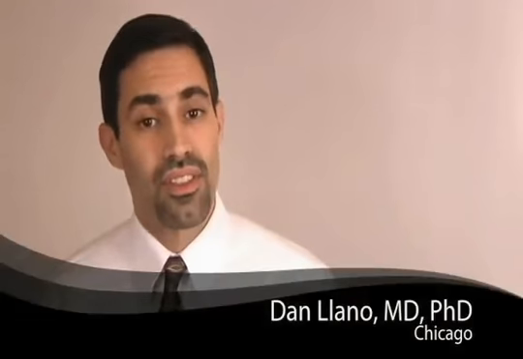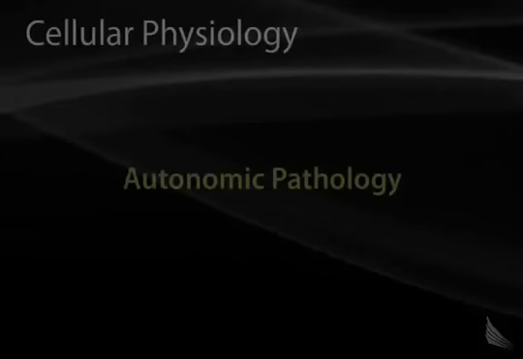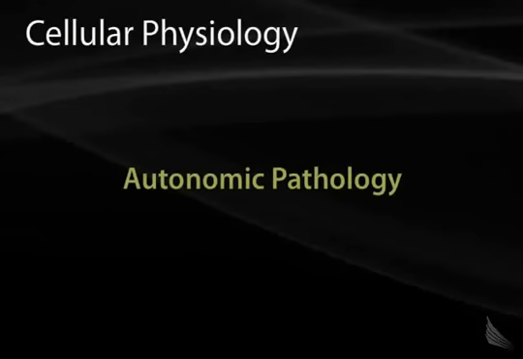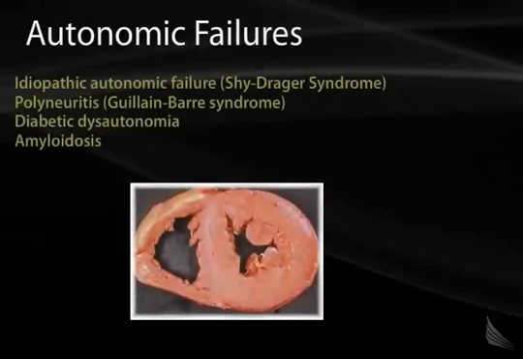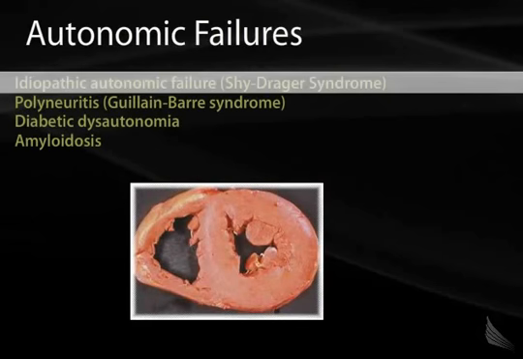In the next section, we'll discuss several examples of autonomic pathology. In this section, we'll talk about autonomic pathology. There are several diseases that affect the autonomic nervous system.